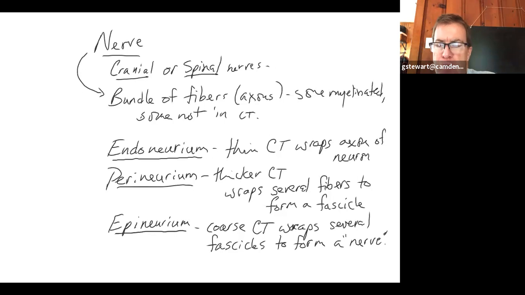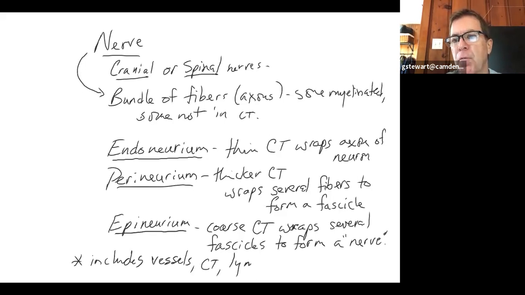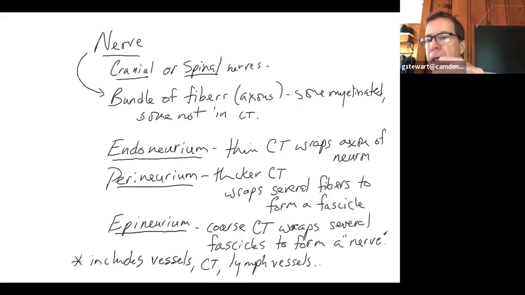There are other tissues besides just what I've listed within a nerve. There are blood vessels, a lot of connective tissue, lymph vessels, and so let me just write that, includes vessels, connective tissue, blood vessels is what I meant first by vessels, so I'm going to specify lymph vessels as well, to make up this structure of what we call a nerve.